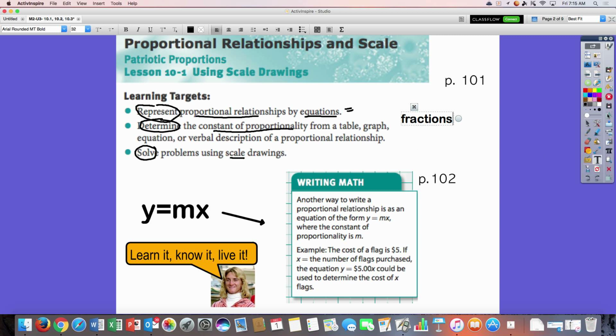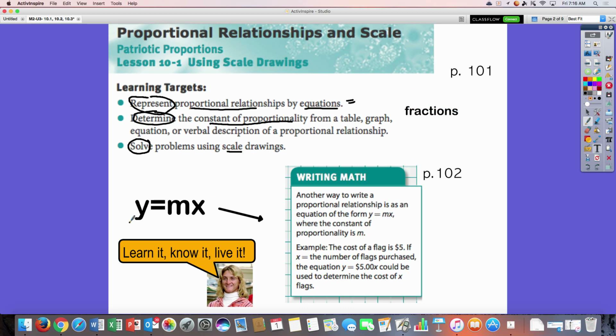Flip over to page 102. Put a little star by this box, writing math. It talks about another way to write proportional relationships as an equation in the form y equals mx. You're going to see that formula a lot. Learn it, know it, live it. Basically, all I'm saying is I have two numbers. X goes in, it's multiplied by a constant, and the outcome is the answer from that.